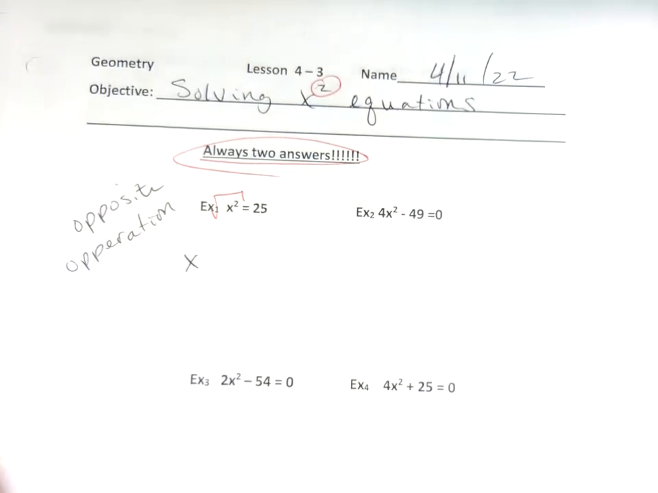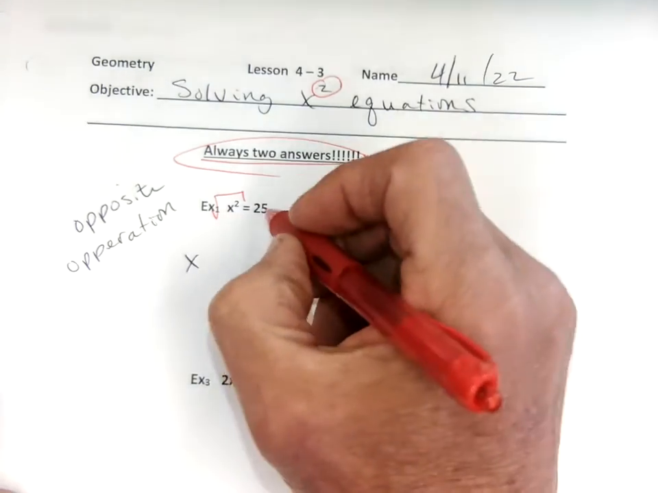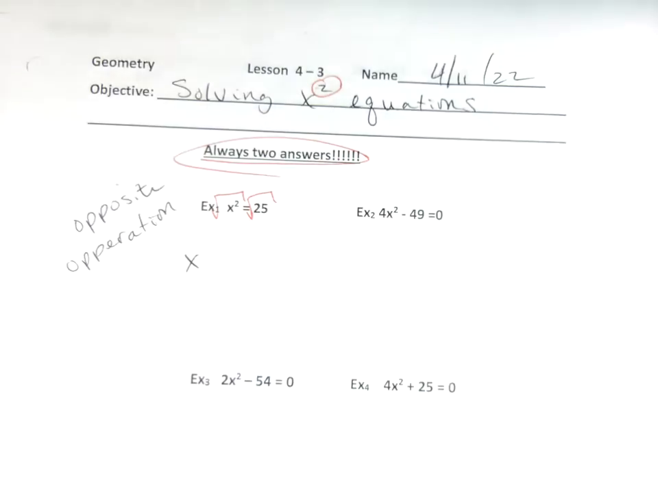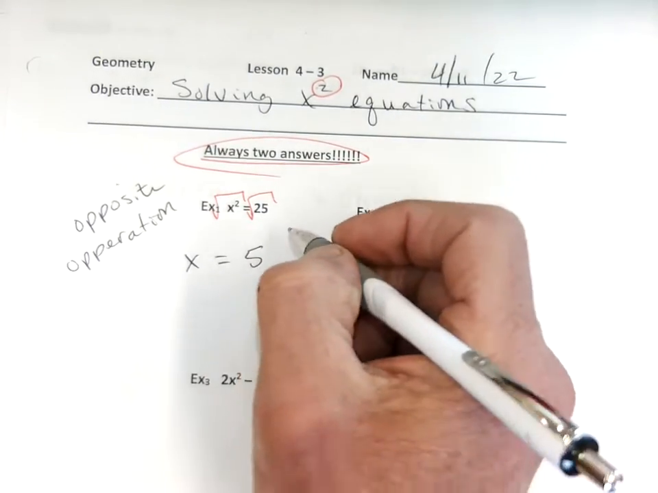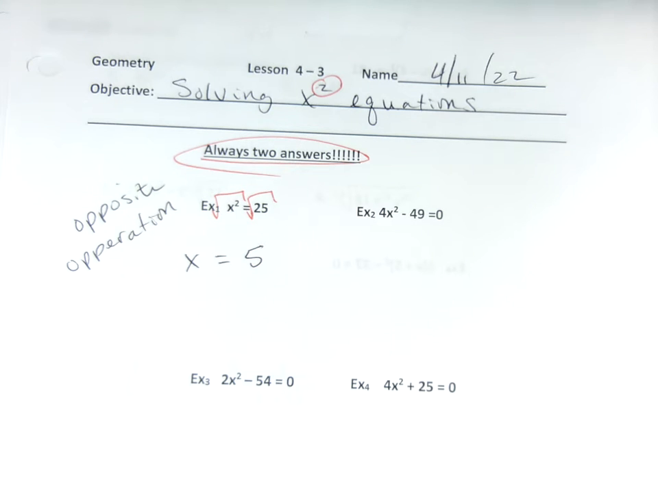It just cancels out. But of course, like any equation, what you do on one side, you have to do on the other side. We know the square root of 25 is what? 5. Now, I need two answers. Now, 5 makes sense, right? Okay, so then the square root is 5, but also negative 5.